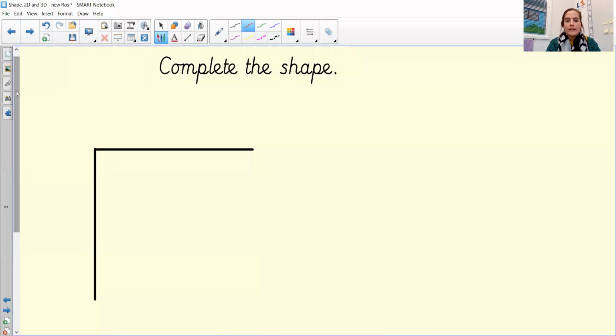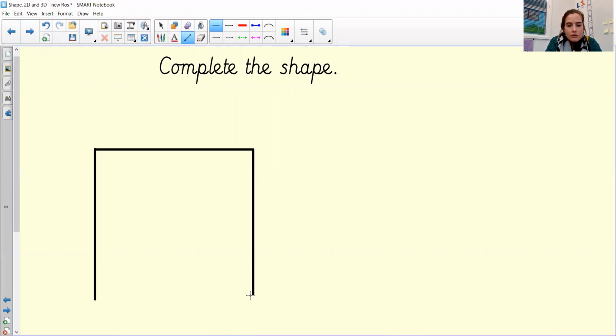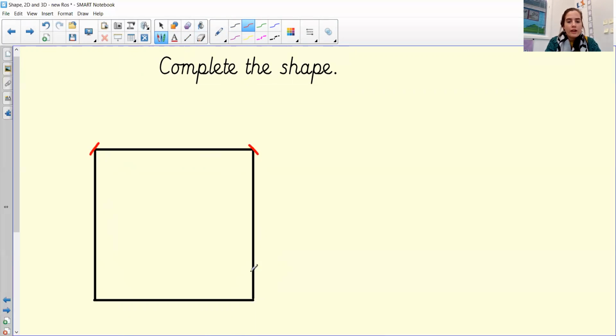So it says complete the shape. So if you want to pause the video and have a little go at this at home, you could do. Fantastic. Can I do some straight lines? Maybe I can actually. Let's do this. Normally I just do this in class with a board pen. What shape have I made? Who would like to tell me? And see if you did this one at home. Brilliant. I have made a square. There are 4 vertices and 4 sides.